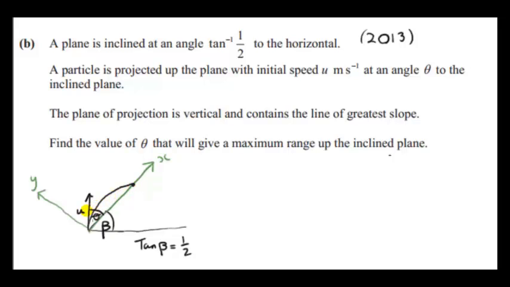Okay, so let's get the range in terms of u and theta. We saw how to do this in a previous video. Well, we did it for the case of no incline, but same reasoning. First of all, we want to find the time of flight. When the particle strikes the incline, we know that the y displacement here, because y is not vertical, it's perpendicular to the plane of the incline, is 0. So we set sy equal to 0, and we can get the time of flight in terms of u and theta.